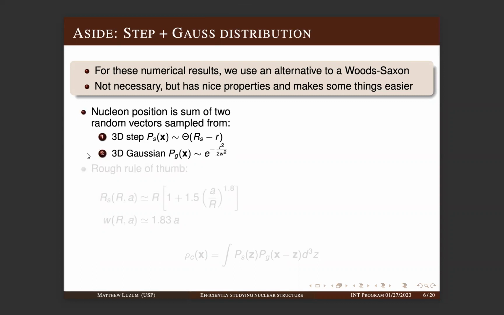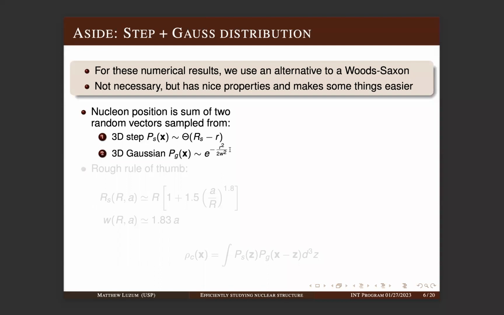So the idea is the following. The position of a nucleon in the nucleus is given as the sum of two random vectors. One of them is a random vector given by a random, let's say, 3D step function parameterized by some radius of the step function. And then the second is a three-dimensional Gaussian parameterized by a Gaussian width. So the idea is kind of the same as what I think the Wood-Saxon is supposed to be: a uniform density in the middle, plus some falloff at the edge.